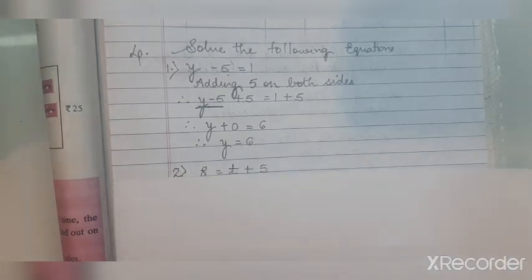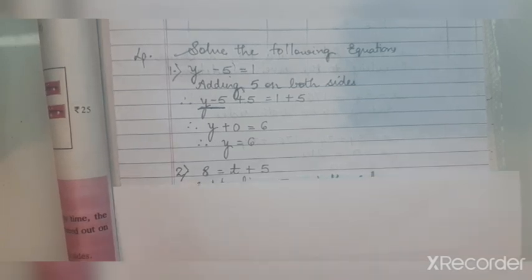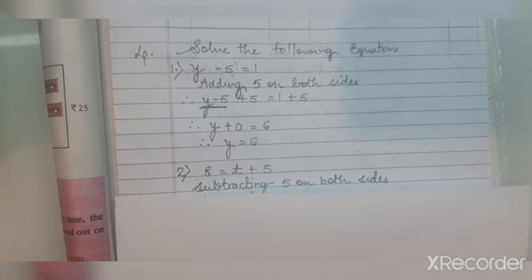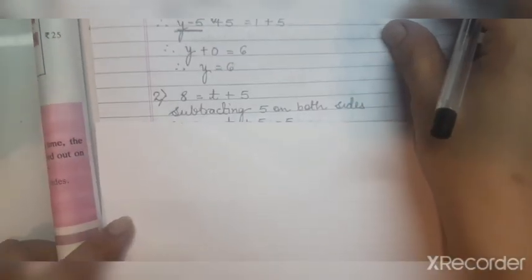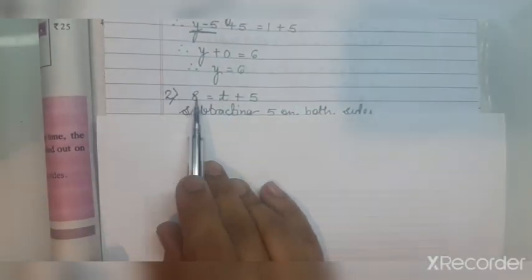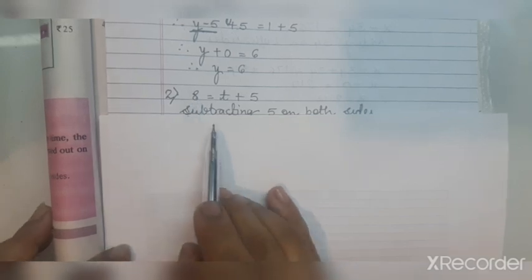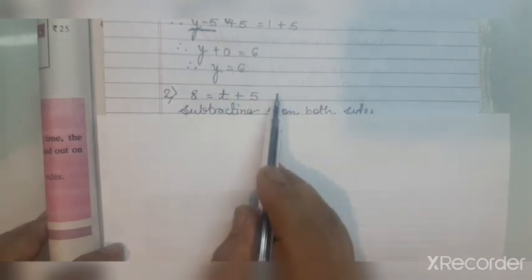In a similar way, the second one, 8 is equal to t plus 5. Here the variable is t, and along with the variable the operation is plus 5. So we have to do the opposite, we will do minus 5 on both the sides. As I told you how we are going to do it, first we will write what is there in the equation. The left hand side is 8, so we write 8 first and then subtract 5. On the right hand side, we write this first and then subtract 5.